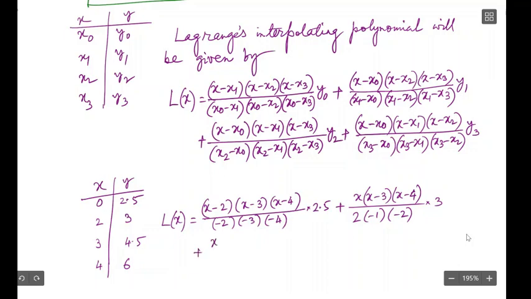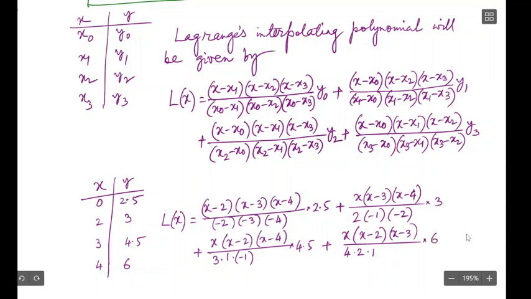plus x minus x0 is 0, x minus 2 into x minus 4 by 3 minus 0 is 3, 3 minus 2 is 1, and 3 minus 4 is minus 1 times 4.5, and the last term is given by x into x minus 2 into x minus 3 by 4 minus 0 is 4, 4 minus 2 is 2, 4 minus 3 is 1 times 6.